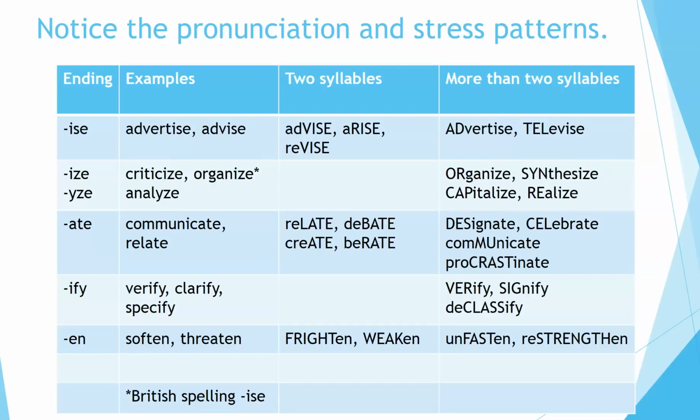For ise, ize, and yze, which is another variation of this, we have words like advertise, advise, criticize, organize, analyze. When there are two syllables in the verb, the second syllable is emphasized or stressed. For example, advise, arise, revise. If there are more than two syllables, the first syllable of the word is emphasized: advertise, televise.